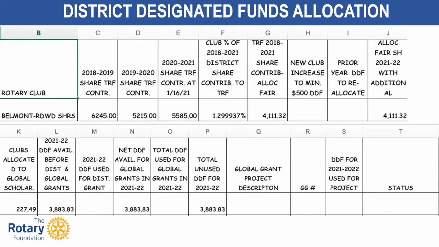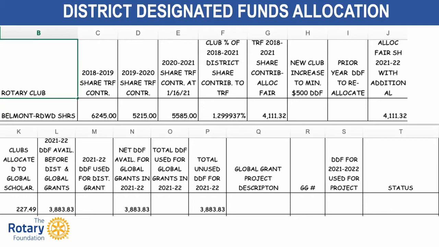Now, if this were a new club, and that's for purposes of the district, considers one that's been formed within the last 3 years, then the district policy is to give each new club at least $500 of DDF. So the way that's calculated is to the extent that the new club's funding and percentage coming up, in other words, what they have in column G is less than $500, then the district makes up that difference, so it is $500.